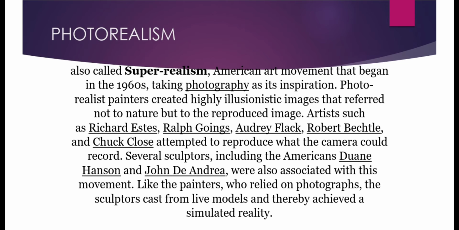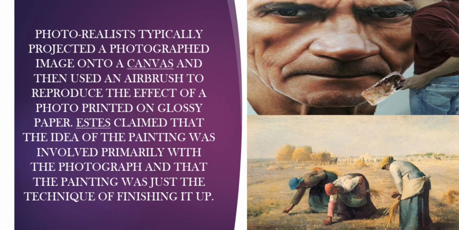Artists such as Richard Estes, Ralph Goings, Audrey Flack, Robert Bechtle, and Chuck Close attempted to reproduce what the camera could record. Several sculptors, including the Americans Duane Hanson and John DeAndrea, were also associated with this movement. Like the painters, who relied on photographs, the sculptors cast from live models and thereby achieved a simulated reality. A photorealist typically projected a photographed image onto a canvas and then used an airbrush to reproduce the effect of a photo printed on glossy paper.